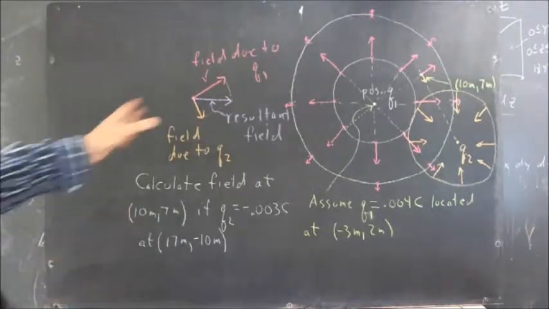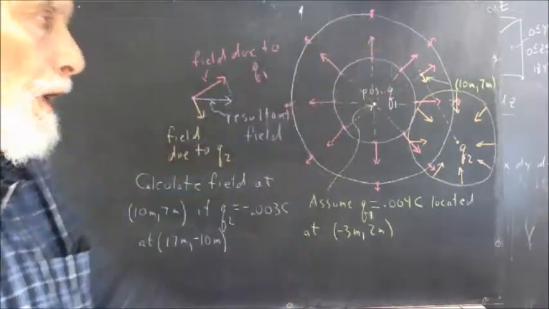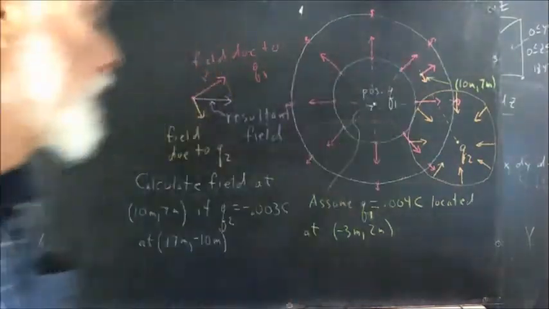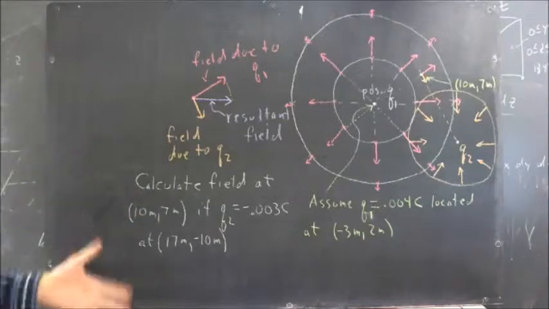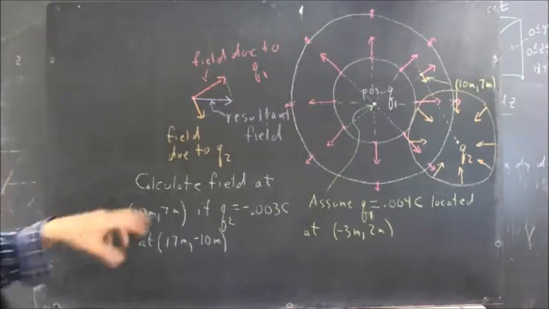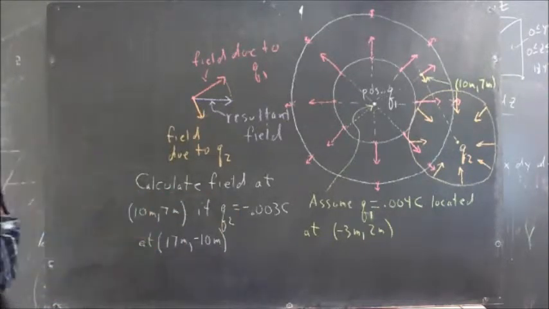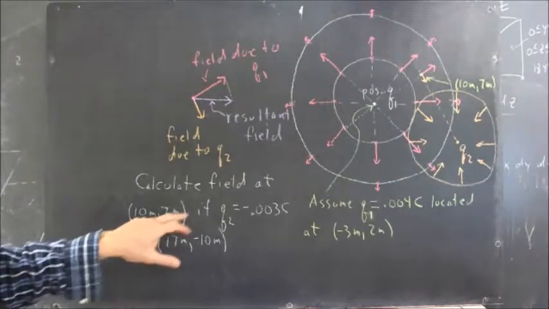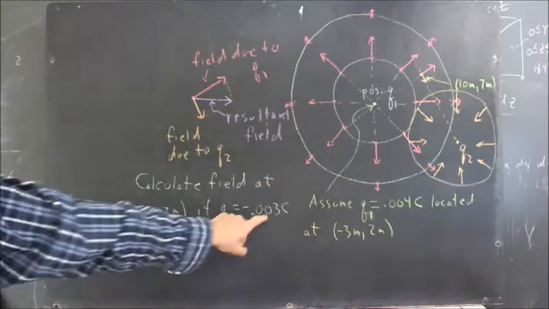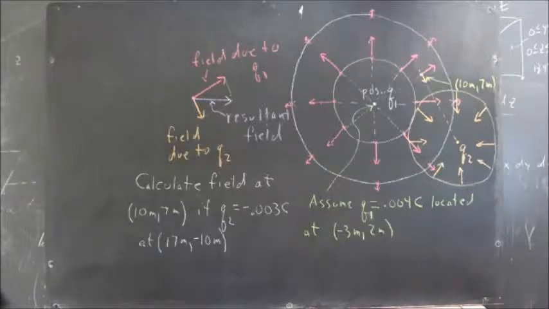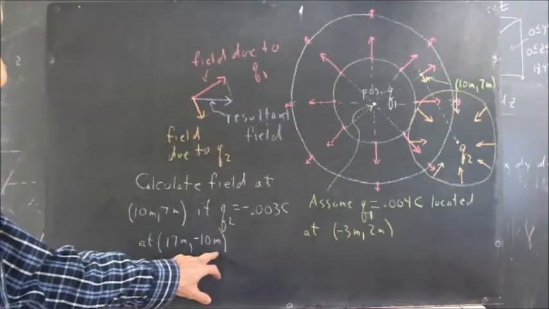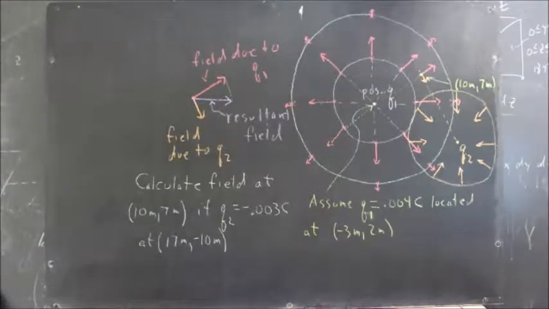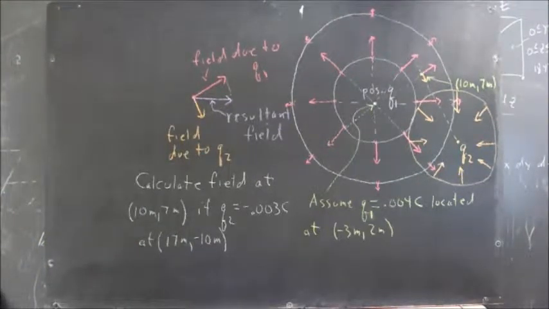Okay, we've got some idea how to represent and sketch the electric field at a point. What we want to do is go ahead and do something I alluded to at the end of the last video, which is calculate the field at the 10 meter, 7 meter point, if Q2 is negative 0.003 coulombs and it's located at 17 meters, negative 10 meters. So go ahead and do that calculation, see what you get.